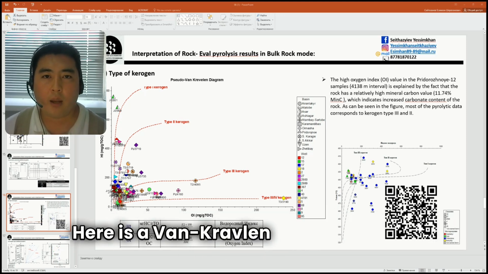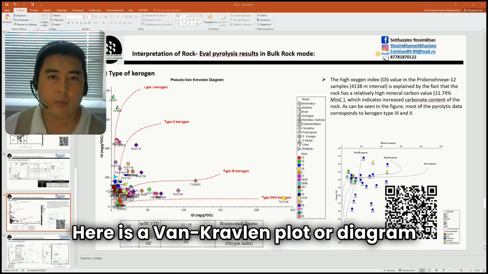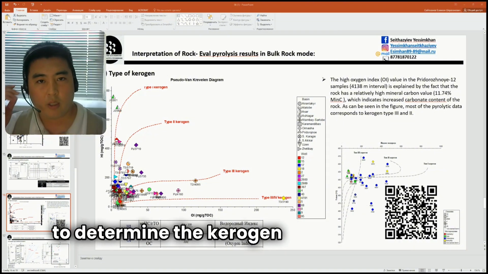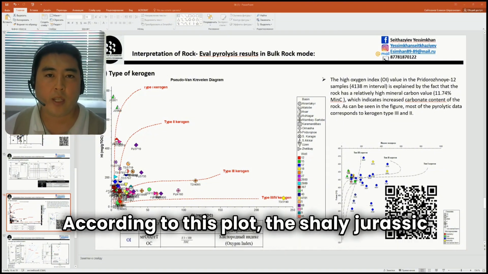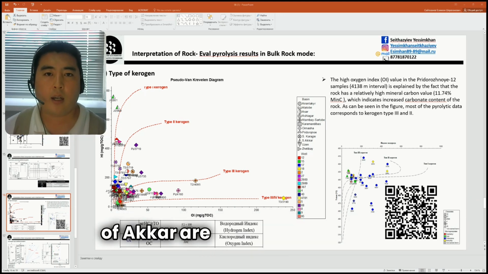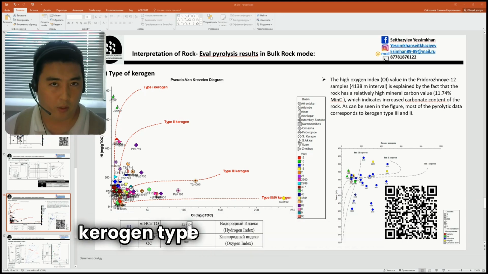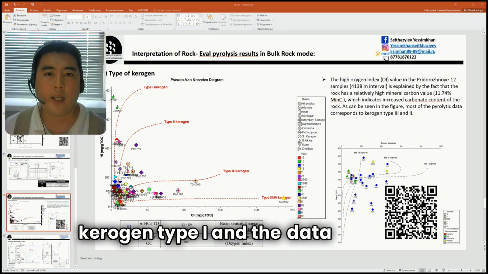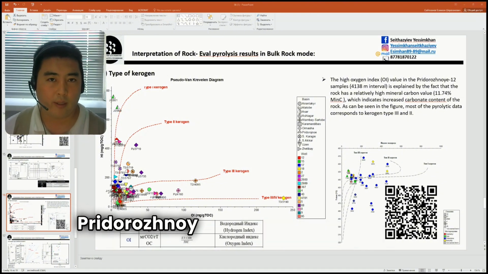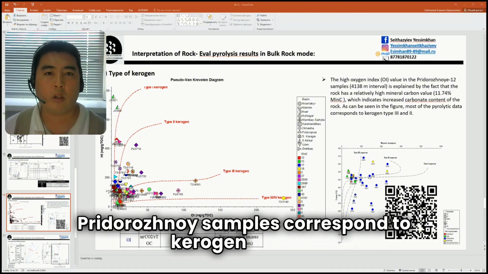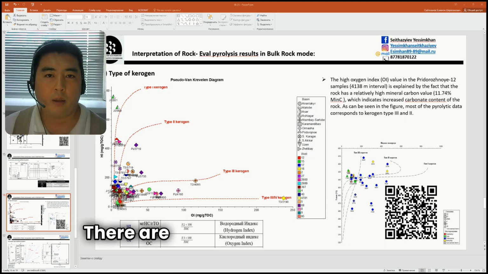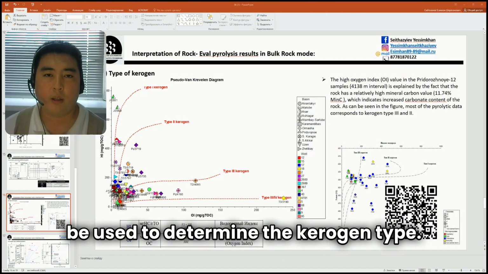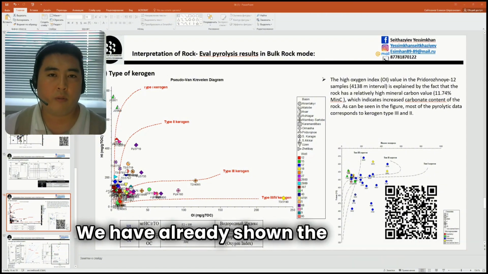Here is a Van Krevelen plot or diagram to determine the kerogen type of samples. According to this plot, the shallow Jurassic samples of Akkar are close to the zone of type 1 kerogen, and the data for other pre-Derogenic wells correspond to kerogen type 3. There are mainly 5 plots that can be used to determine the kerogen type. We have already shown the first plot.